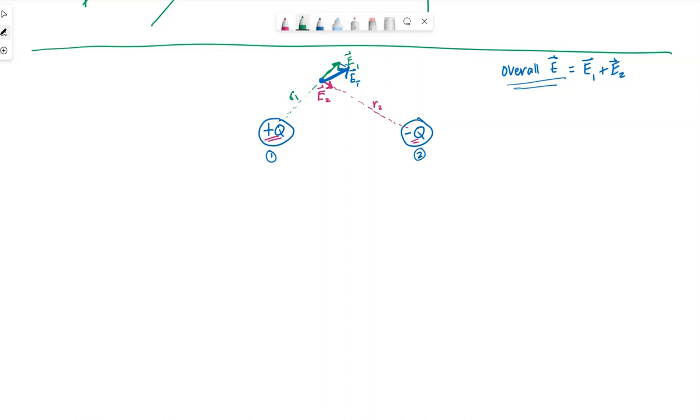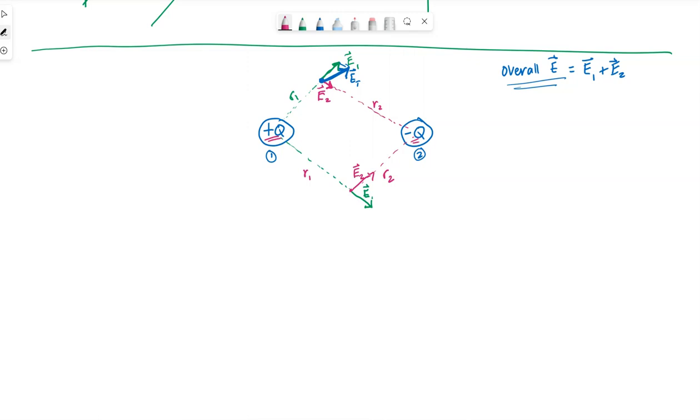What if, though, we consider a point in space that's equal distance? So R2 and R1 are exactly the same to get to this point in space. Well, charge 1, because it is positive, is still creating an electric field that points directly away from it. Charge 2 is also creating an electric field that points directly towards it.